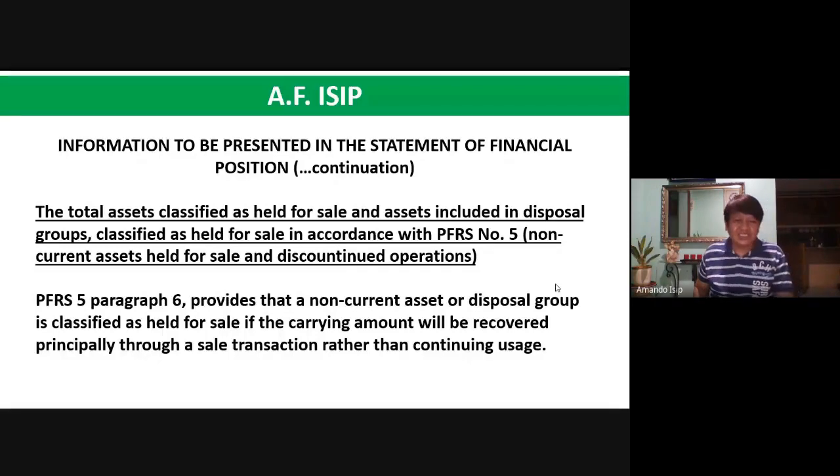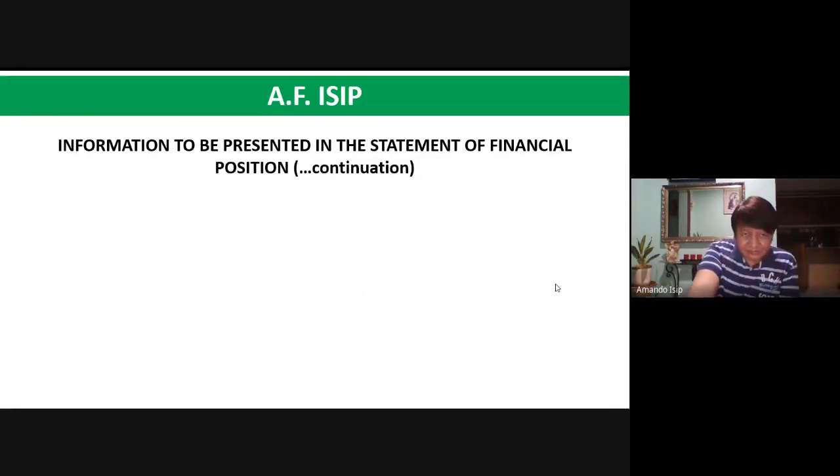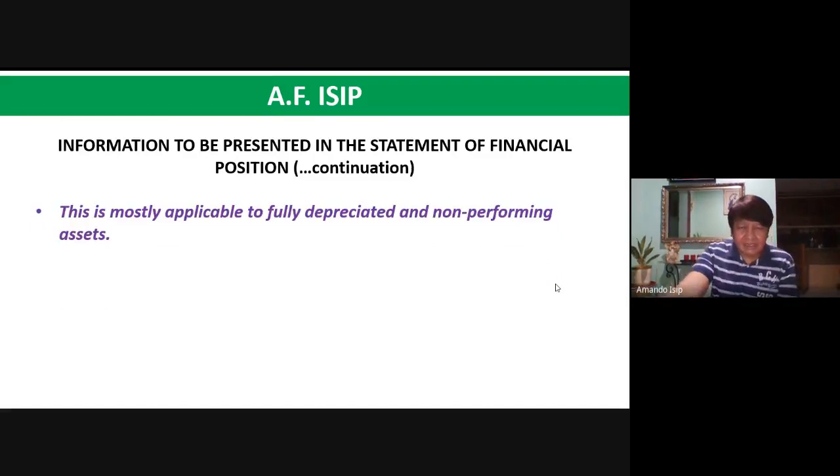Because some may think that these assets can still be used in operations. If that is the case, if you will use the asset in operations, you are not supposed to include it as held for sale. Therefore, all assets classified under this category should be intended for sale. And that is not according to me, but according to Philippine Financial Reporting Standards number 5. So let's see my own perception about this subject matter. This is mostly applicable to fully depreciated and non-performing assets.